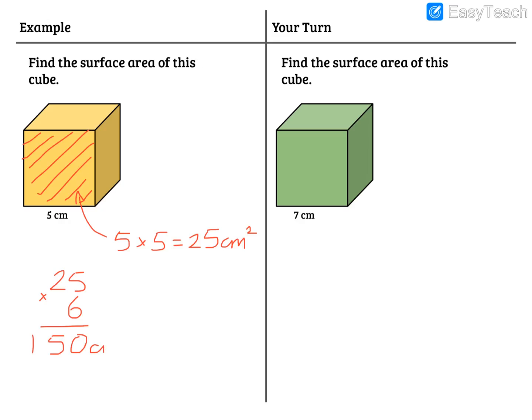150 centimetres squared, because all of the faces are the same. They're all going to have the same area. Those areas are all going to be 25 centimetres squared in this case, so the total surface area of all 6 of those faces is going to be 150 centimetres squared. Okay, try this one on the right, pause the video, and come back in a sec to check your answer.